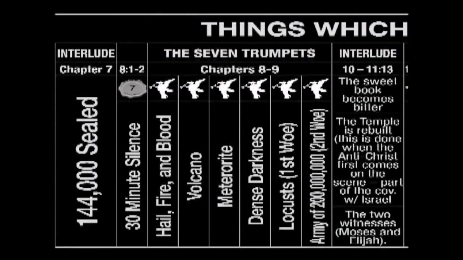When the third trumpet is blown, a huge asteroid actually hits the earth. And it contaminates 1/3 of the rivers and 1/3 of the springs. So 1/3 of all the fresh water is contaminated.